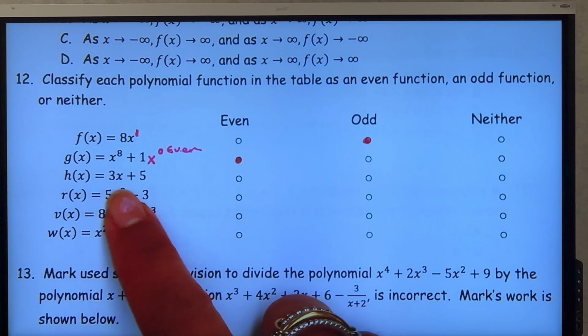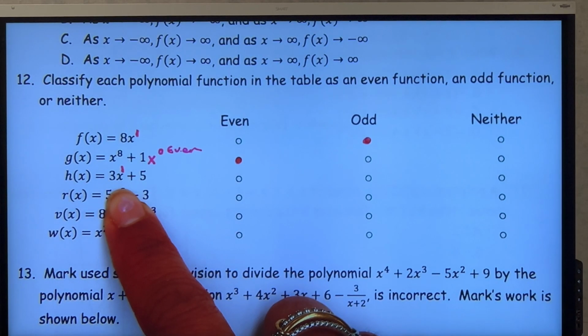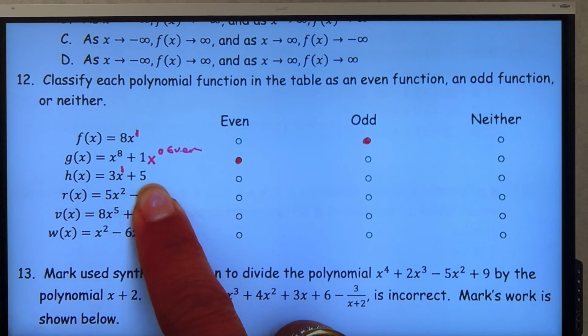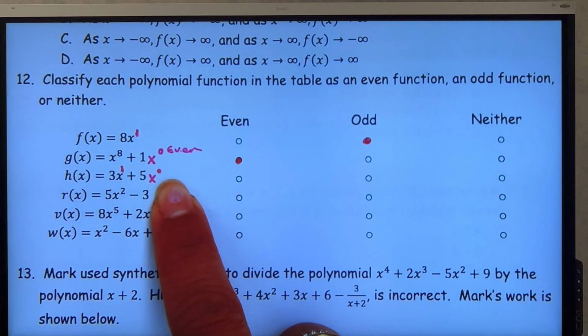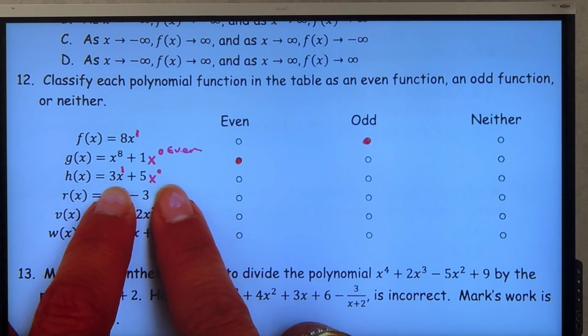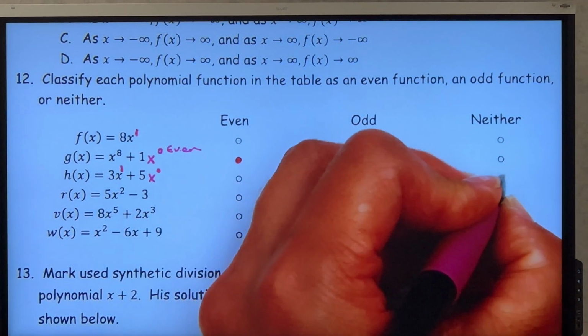For h of x, we have 3x. Remember, when it's just an x, it has a power of 1 on it, so that's odd. But the 5 is a constant which has an x to the 0 power on it, and 0 is even. We have a mix of odd and even degree terms. It's got to be purely one or the other, so this one's a neither.